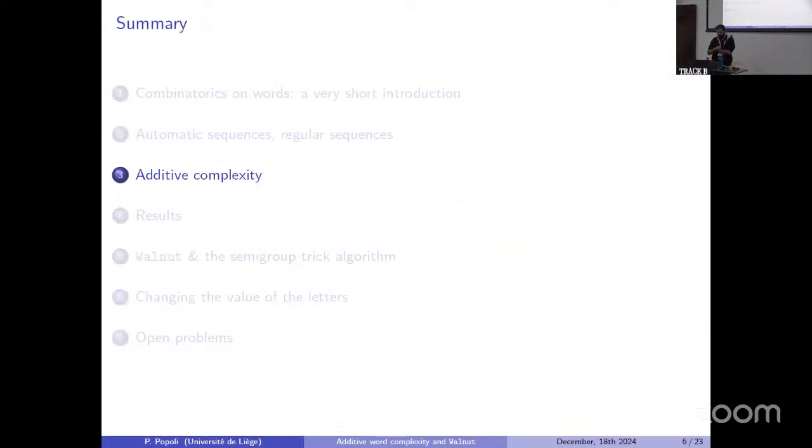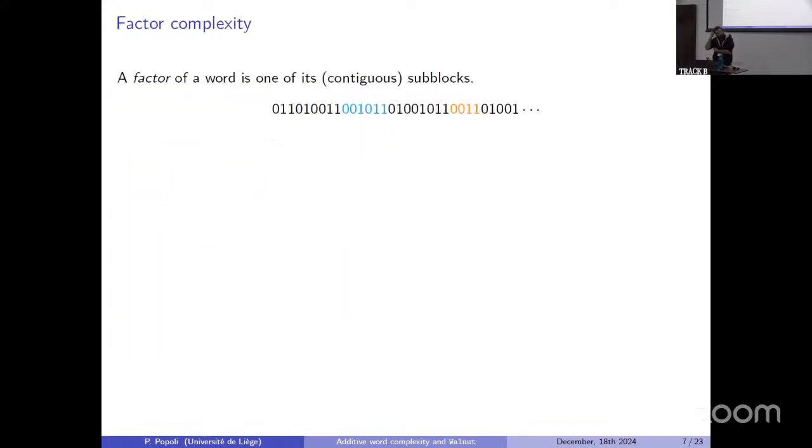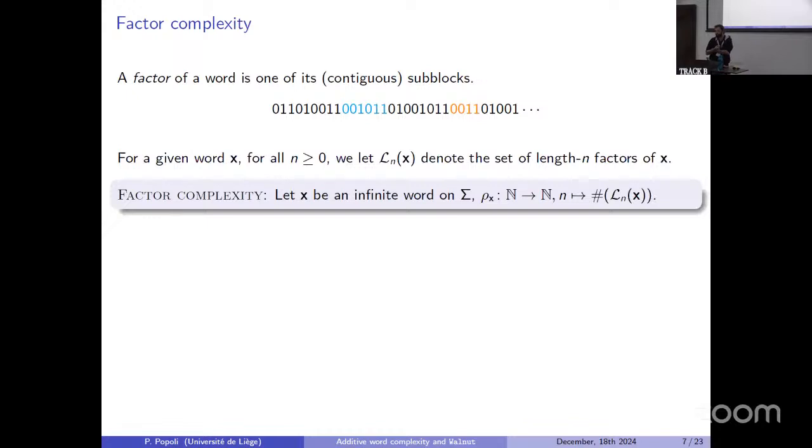Okay. And so now I will talk about the additive complexity, which is the main complexity we study in the paper. So first I will start with the factor complexity. A factor of a word is one of the contiguous subblocks. So for example, the word in blue and the word in orange are factors of this infinite word. And then for a given word, we define L_n of x, the set of all possible factors of length n that appear in the word. And then we count the number of these n-factors, and we call this the factor complexity.